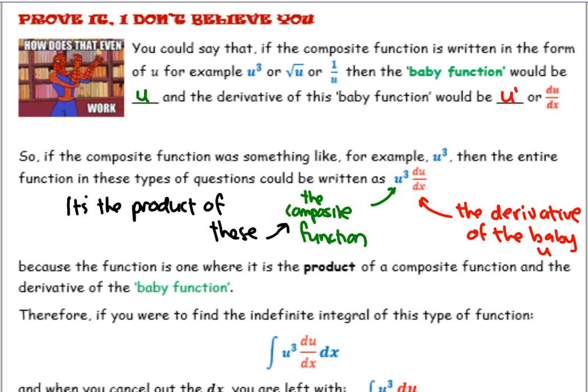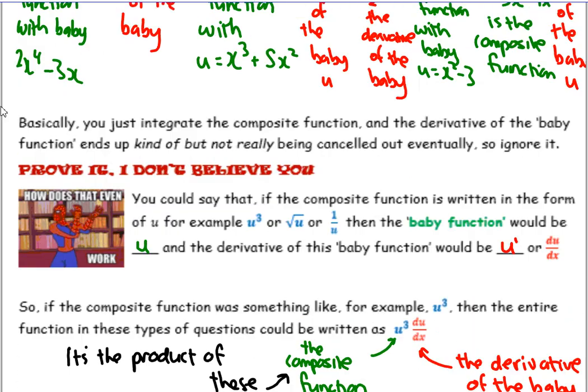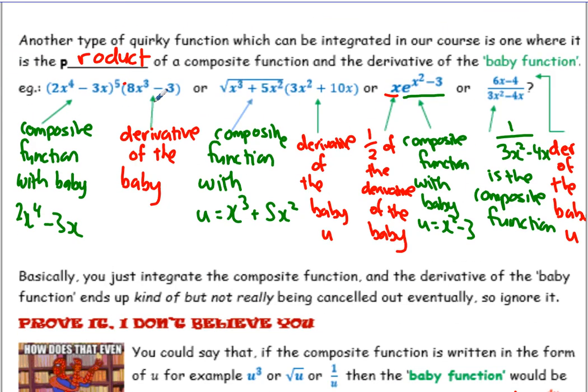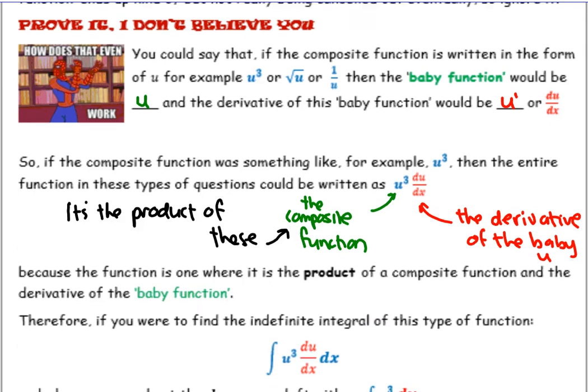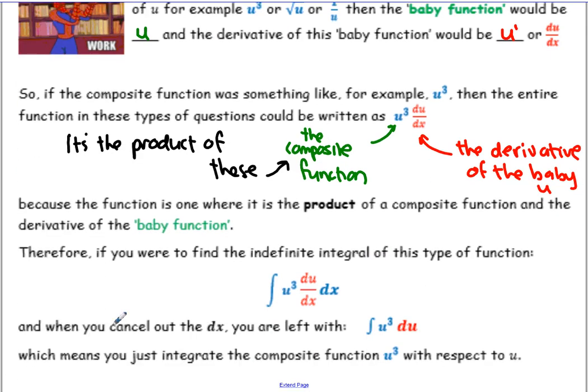All I'm doing here is proving why, when you're integrating, you can ignore the derivative of the baby for these kinds of functions only. Because the function is a product of a composite function and the derivative of the baby function, if you find the indefinite integral, the one with plus c at the end, you integrate the composite function multiplied by the derivative of the baby with respect to x.